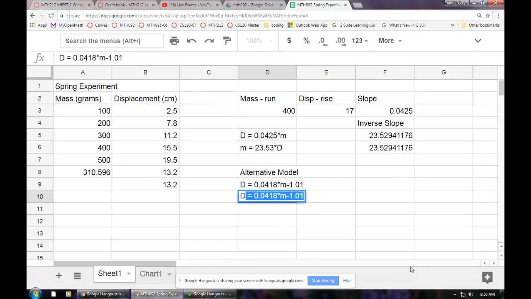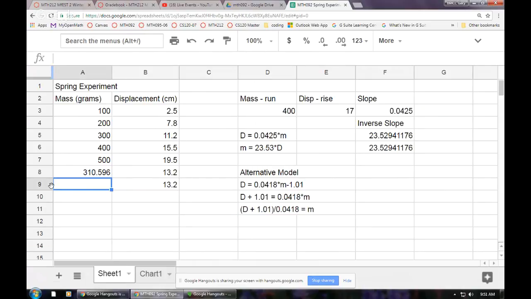So that'll give me d plus 1.01 equals 0.0418 times the mass. And then to get the mass alone, I would divide by the 0.0418. So then I would have parentheses displacement plus 1.01, space in there to make it prettier, and then I would divide that by 0.0418. And that will calculate the mass for me.